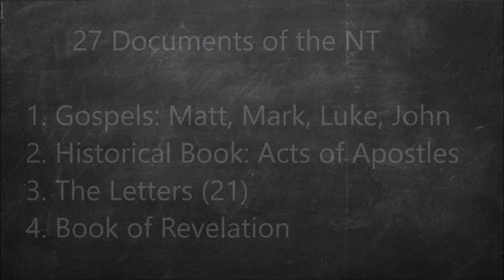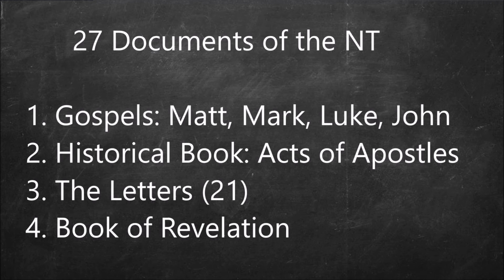So, a quick review here. The New Testament canon consists of 27 documents. There's the 4 Gospels, there's a historical book known as Acts of the Apostles, then there's 21 letters, and then the book of Revelation.